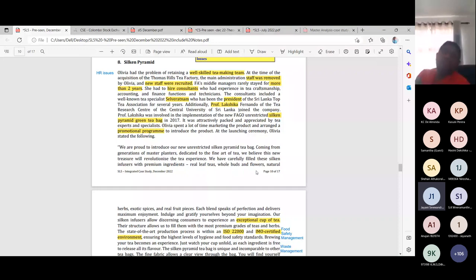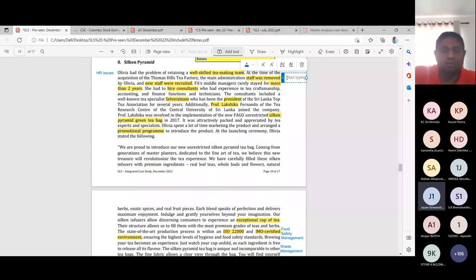Right. Then silicon pyramid. So Olivia had the problem of retaining a well-skilled tea-making team at the time of the acquisition of the Thomasil tea factory. The main administration staff was removed by Olivia, and new staff were recruited. So there is something wrong with the leadership style, no? New staff were recruited, so there may be some legal concern on that one, the method we have applied to terminate these employees. Again, legal risks here.